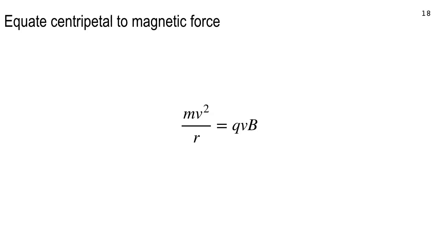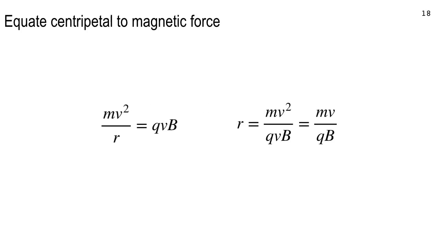So let me move this over to the left a little bit. And if you get R by itself in this equation, do a little algebra, flip-flops and stuff, and then cancel a factor of V top and bottom, you get this equation that R is equal to MV over QB.